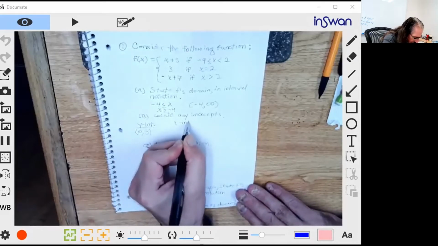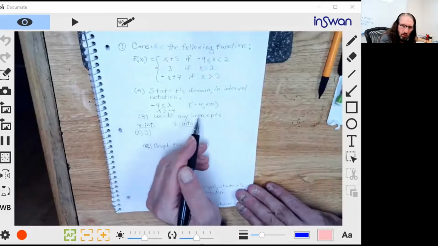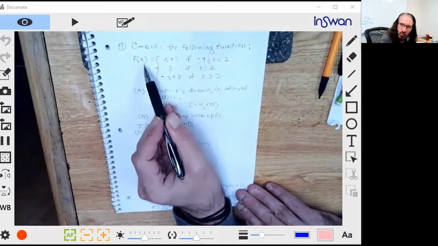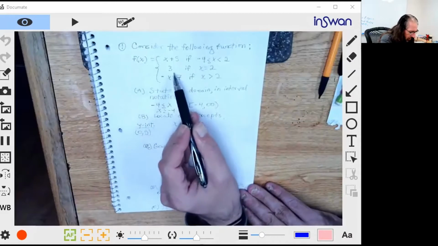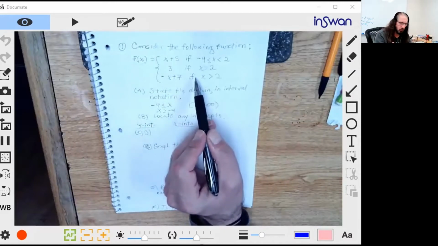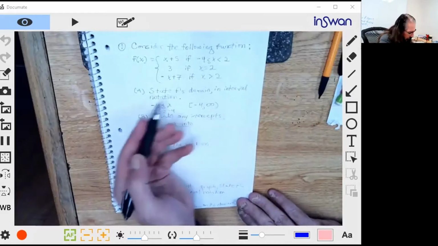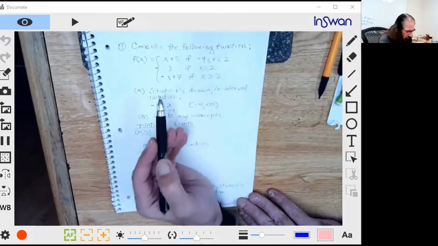As for x-intercepts, you want y to be 0. And remember that f of x is a fancy stand-in notation for y. In that second interval, for just a brief moment, when x equals 2, y is equal to 3, not 0. So we're not going to get, at that moment, an x-intercept.